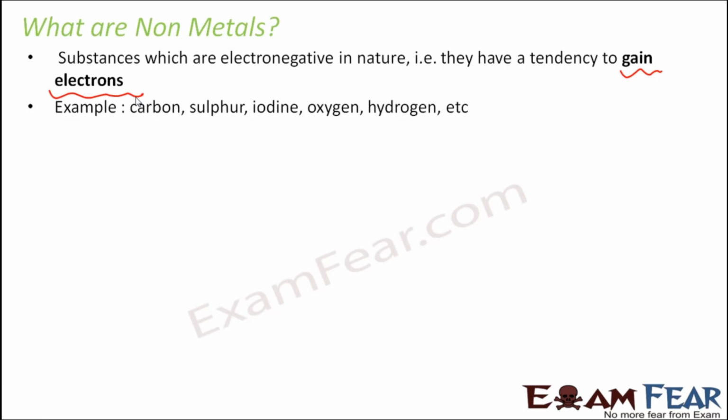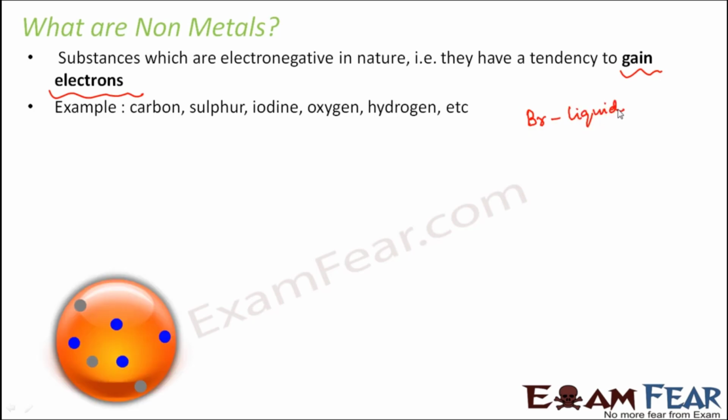Examples of non-metals are carbon, sulfur, iodine, oxygen, hydrogen. Now if you see, most of the non-metals are either solids or gases. However, there are exceptions which are liquid, for example, bromine. Bromine is one such non-metal which is liquid.